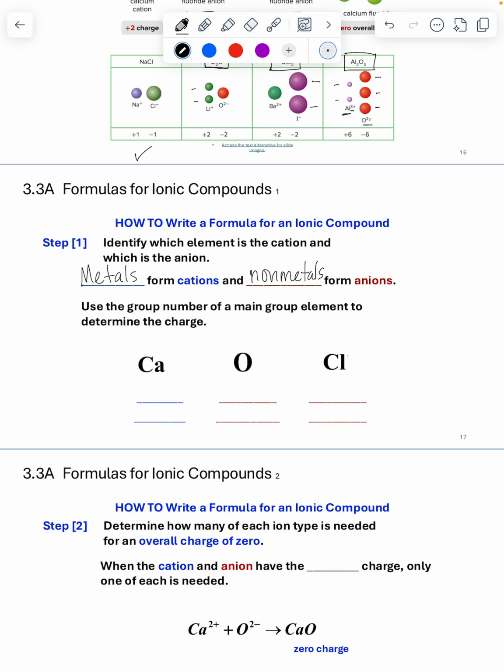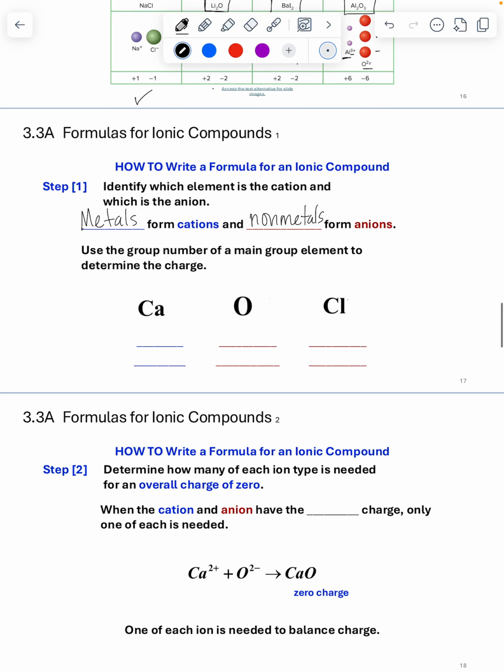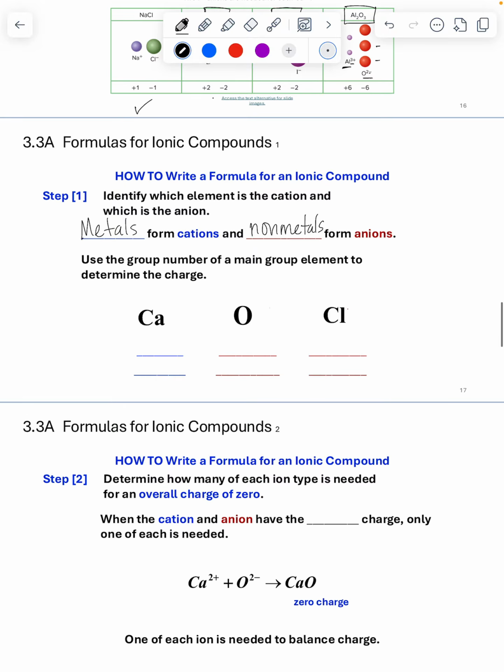Grab your periodic table, and if you find calcium, we'll see that calcium is in group 2A, or group 2. Calcium is in group 2. It is a metal. And we see that in group 2, all of those atoms form a 2 plus charge. Calcium 2 plus.